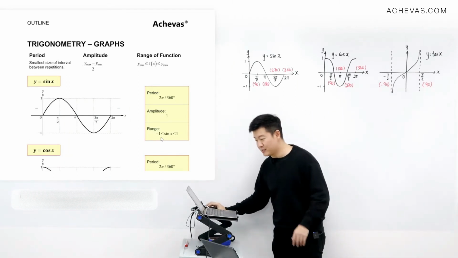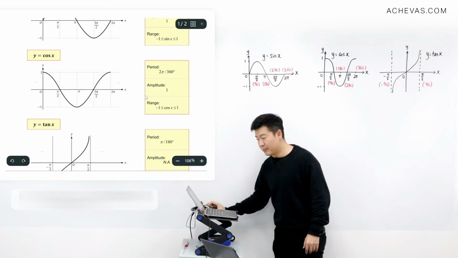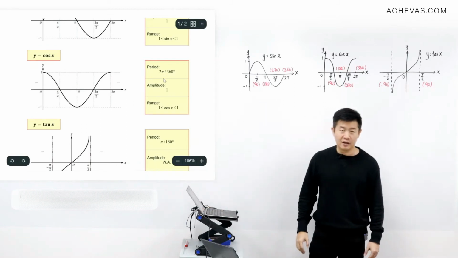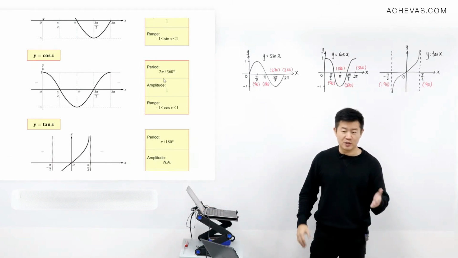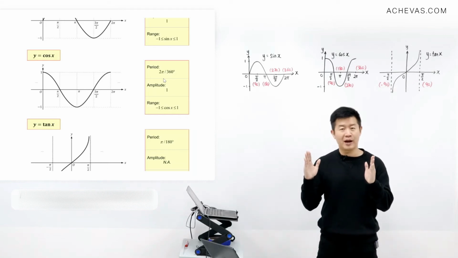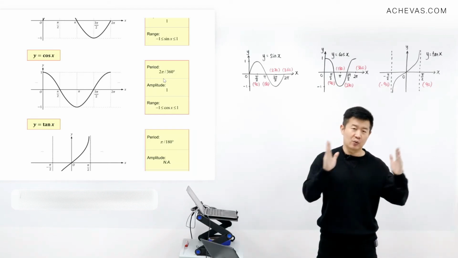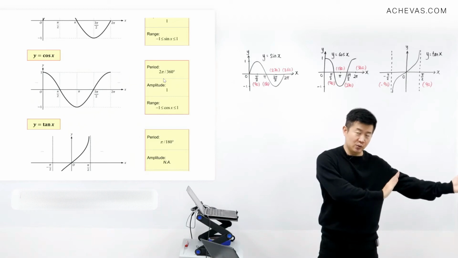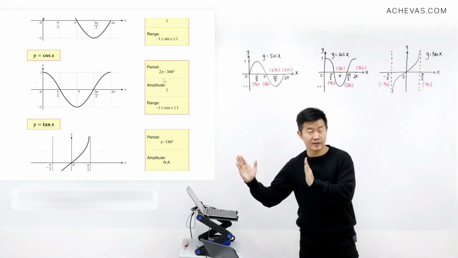Actually, this is very similar for the cosine graph. The period is also going to be 2 pi, or 360 degrees, which means that after every 2 pi or 360 degrees, the graph will just repeat itself again towards the right, and repeat itself again towards the left.